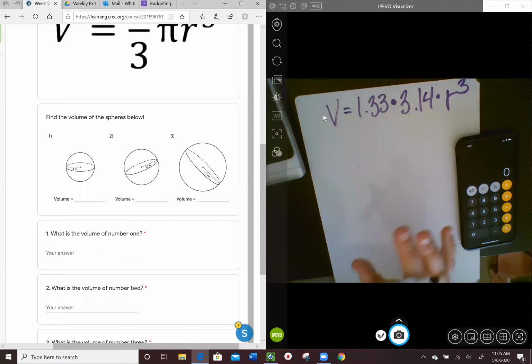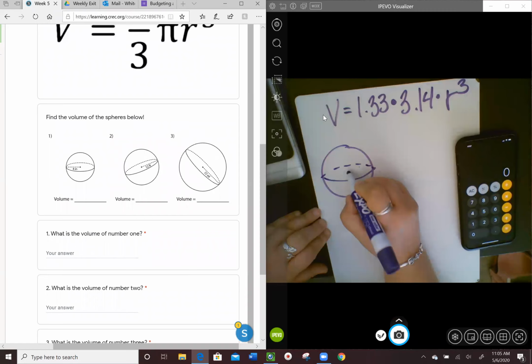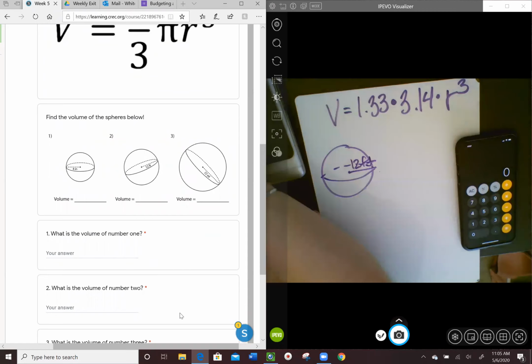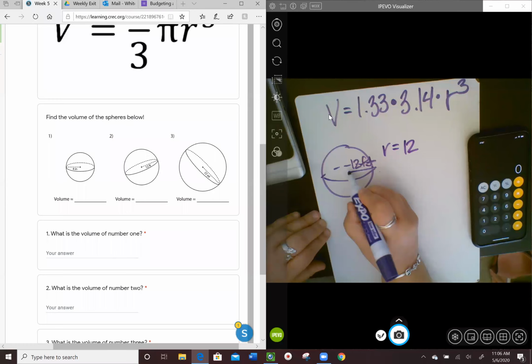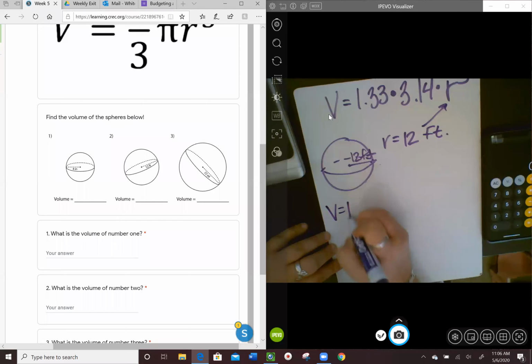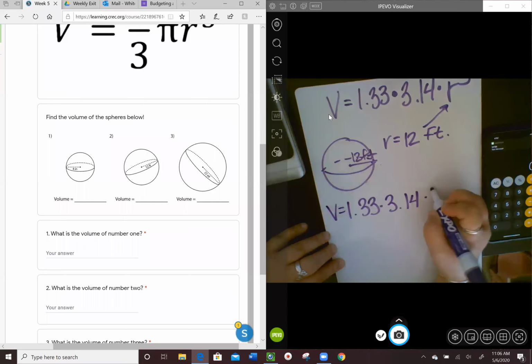So we've got our sphere right here. This is number 2. We've got our radius of 12 feet here. So we've got different units here. So our final units are going to be a different value. Remember, radius is the length from the center to the edge of the sphere. So we've got 12 feet as our radius. We're going to put it in for r. So we've got V equals that decimal approximation twice, and then 12 to the third.